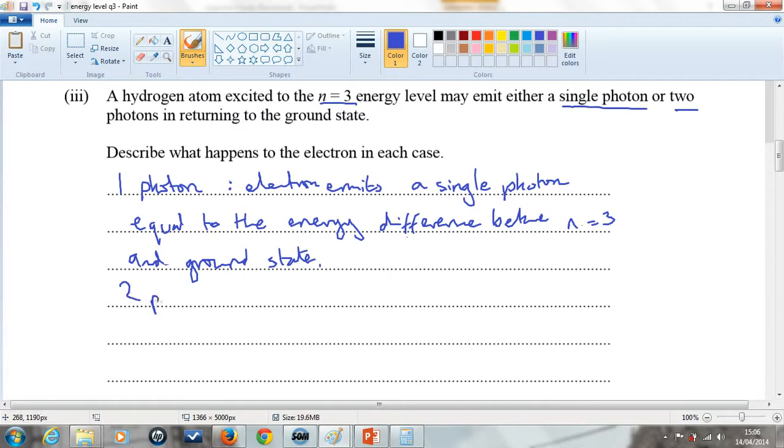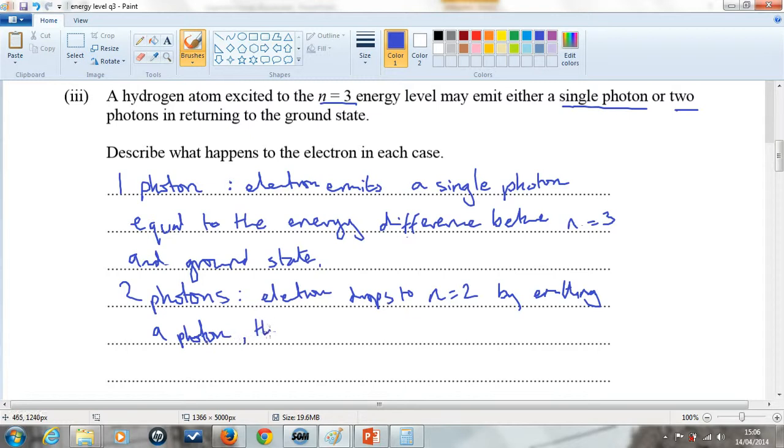But for 2 photons, the electron drops first to n equals 2 by emitting a photon, and then it drops from n equals 2 to the ground state.